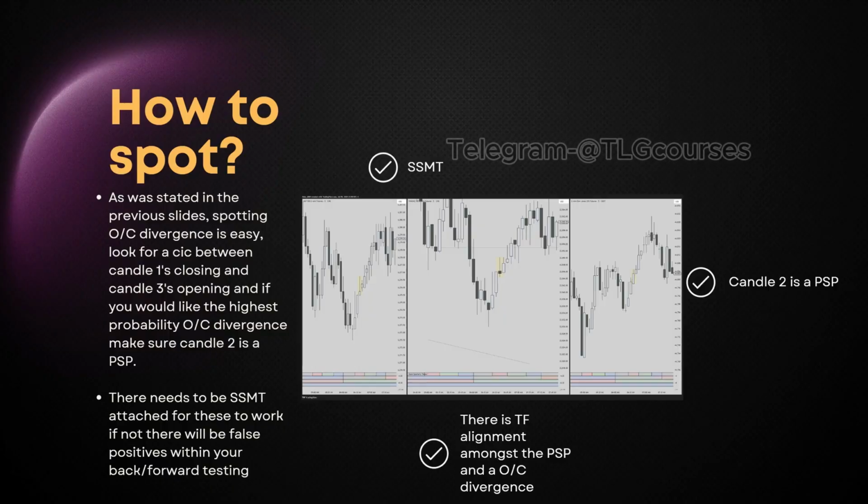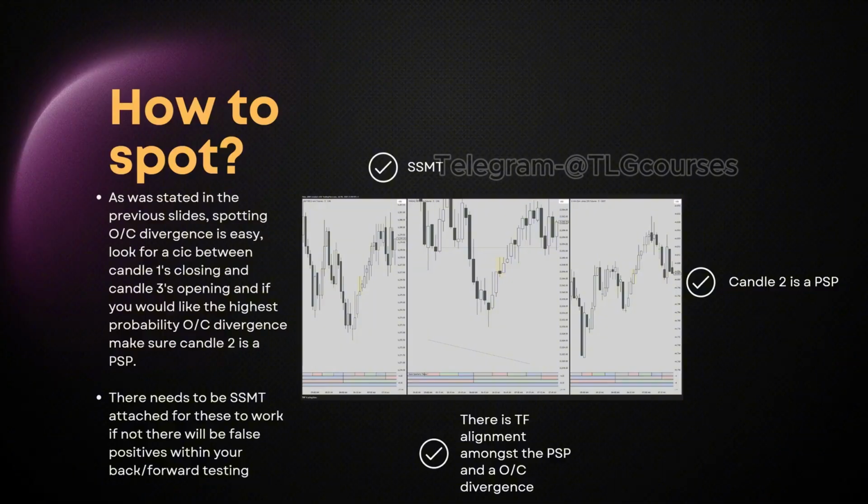There needs to be sequential SMT attached for these to work. If not, there will be a lot of false positives within your back / forward testing. The reason why I also stated a lot of false positives is because if you are fading the current trend in the market, let's say we're in a downtrend, and then we have no sequential SMT, and you're trying to pattern trade an open-close divergence, if you have, which usually occurs, one lagging asset, you are going to get a ton of open-close divergences, right? You're not going to know which one's going to work simply because you're pattern trading all of them left and right. That's not beneficial, right?